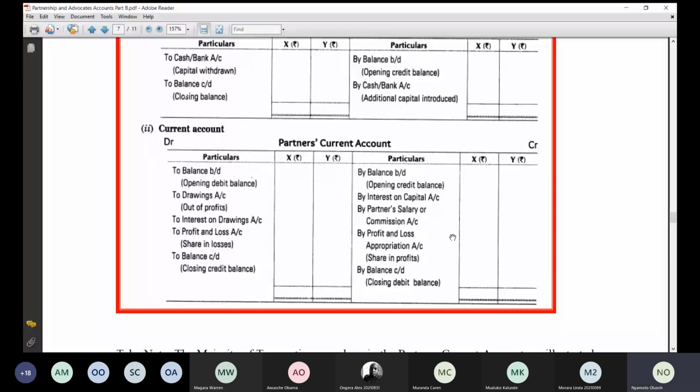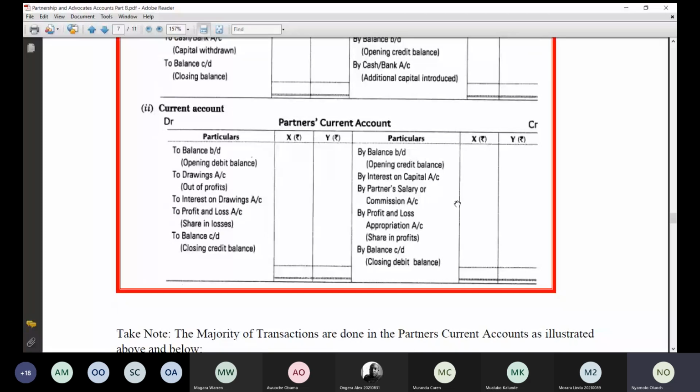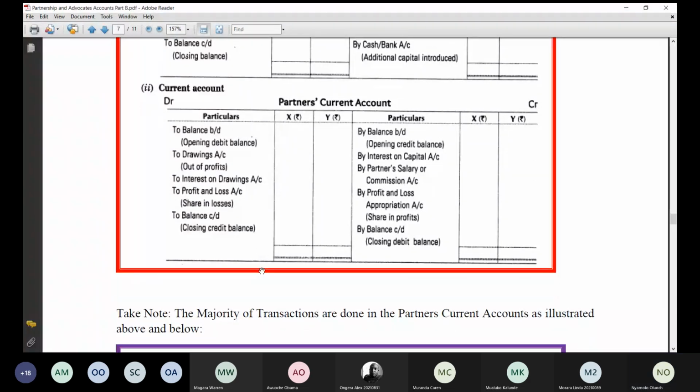So for our case, our partner's current account will be looking like this. We'll be having our balance brought down, or the opening balance, our interest on capital, any salaries paid to the partners, the share of the profit and loss. Then we will be having either our balance carried down. Of course, on the debit side, we will have the drawings, interests on drawings, and the profit and the loss share if it is a loss.